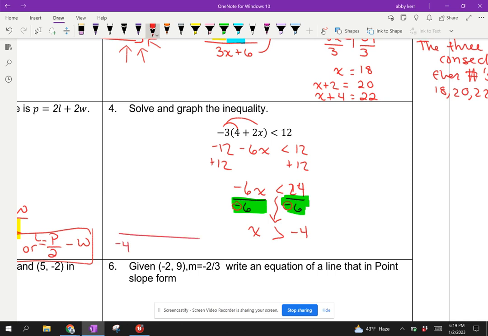So then your number line has to read smallest to biggest. It's going to be an open circle. And since we're talking about greater than, the numbers greater than -4 are located to the right of it.